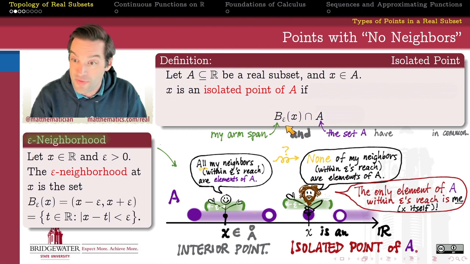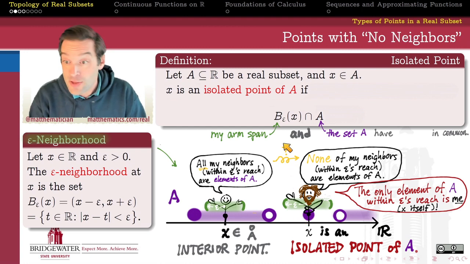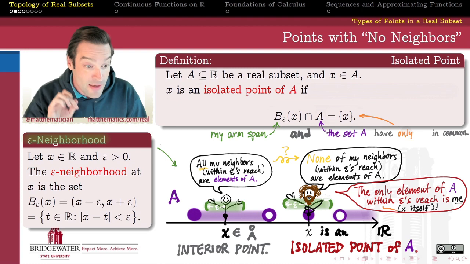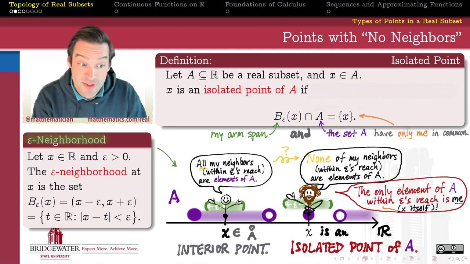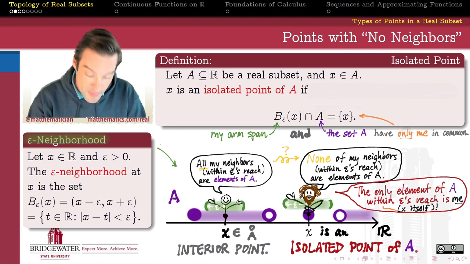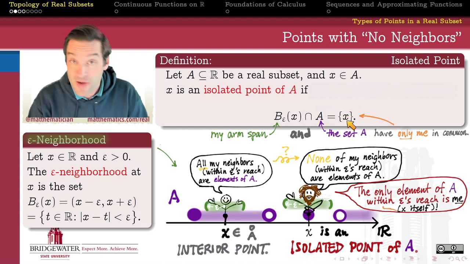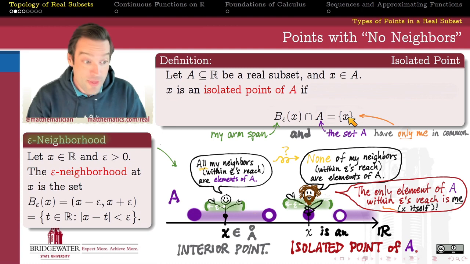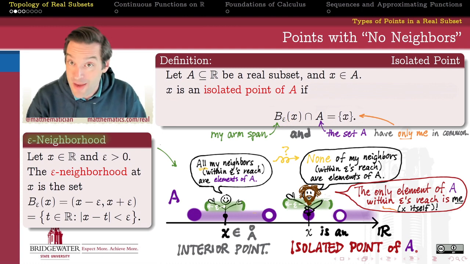So the intersection of the epsilon neighborhood and the set A, my arm span and the set A, have in common only me, myself, and I. So the intersection of the epsilon neighborhood and the set A needs to be just the singleton set consisting of myself, just x. In other words, another way to read this is: me, myself, and I, x, is the only thing that my epsilon neighborhood and the set A have in common.